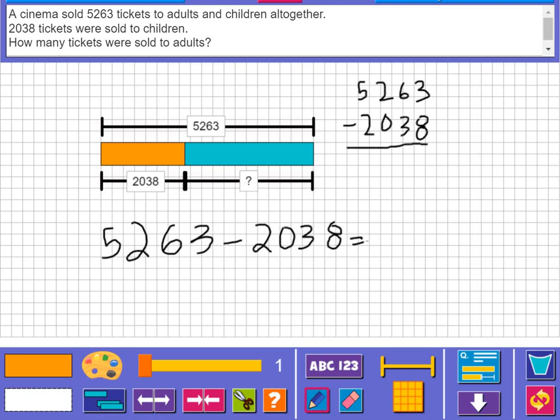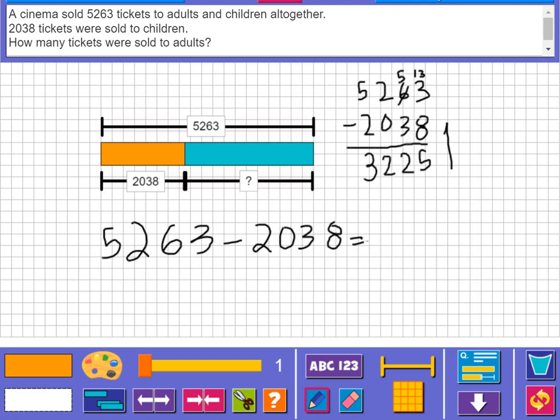Can I subtract 8 ones from 3 ones? I can't. I will regroup into 5 tens and 13 ones. 13 ones minus 8 is 5. 5 minus 3 tens equals to 2 tens. 2 hundreds minus 0 hundreds equals to 2 hundreds. And 5 thousands minus 2 thousands equals to 3,000. Step 4 is to recheck your answer.